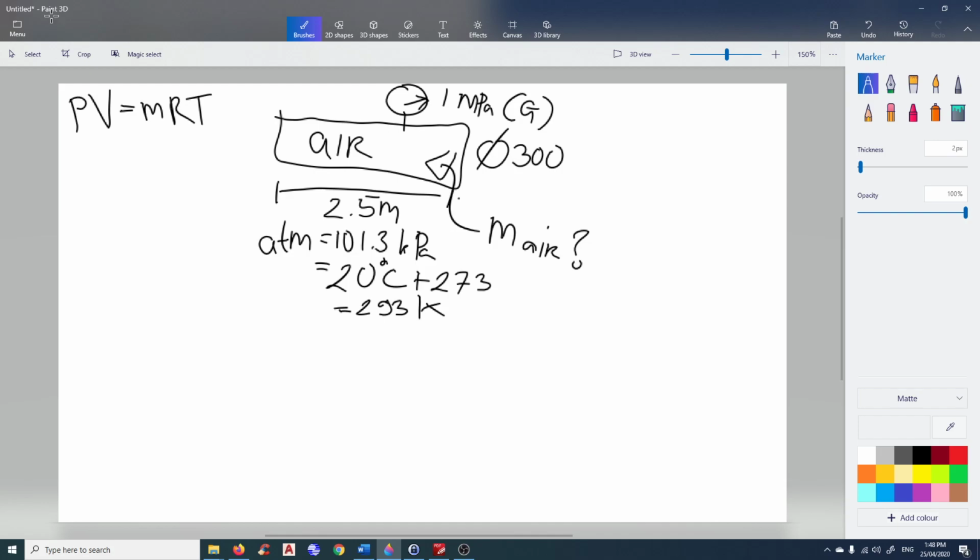To convert this, remember, we need to unify the unit. At the moment it is 1 megapascal. So we say 1 megapascal is 1000 kilopascal, plus 101.3 kPa. Now the unit is unified. So it's 1101.3 kPa absolute.